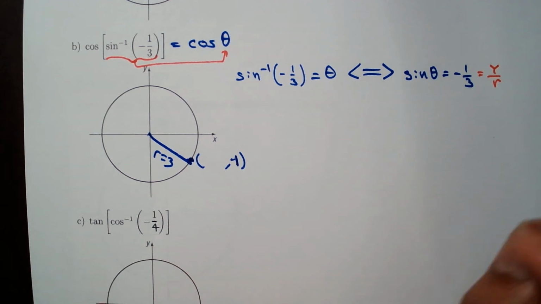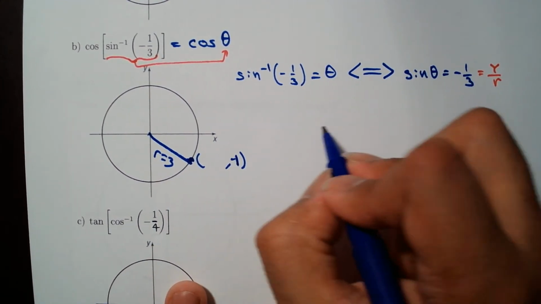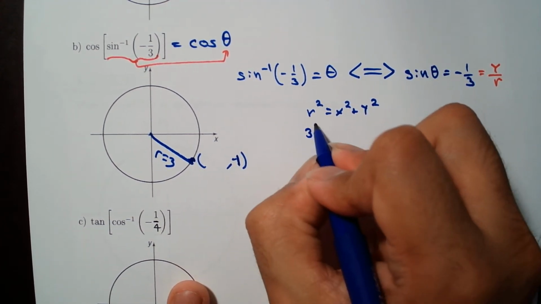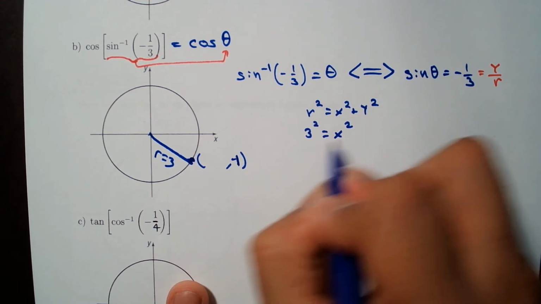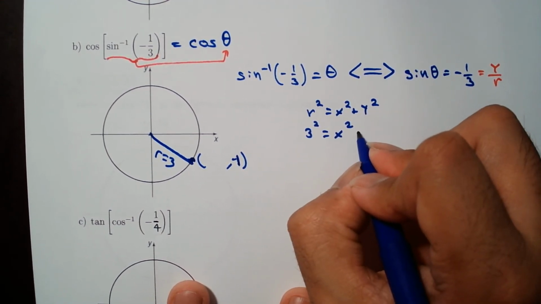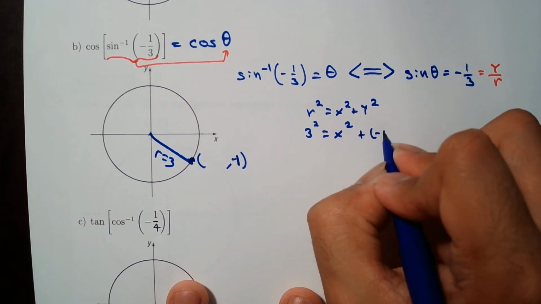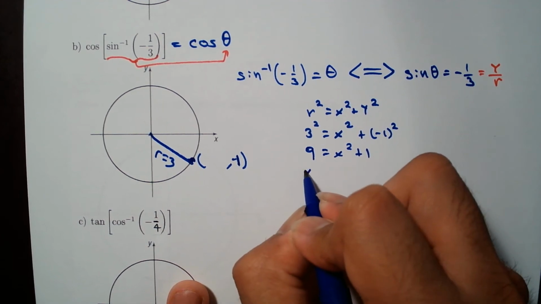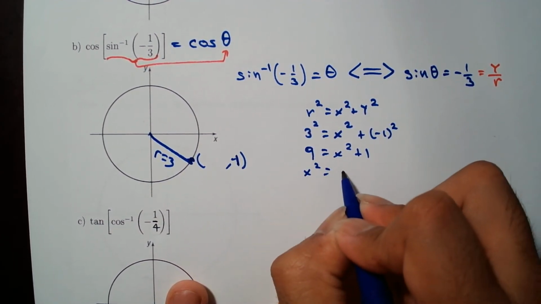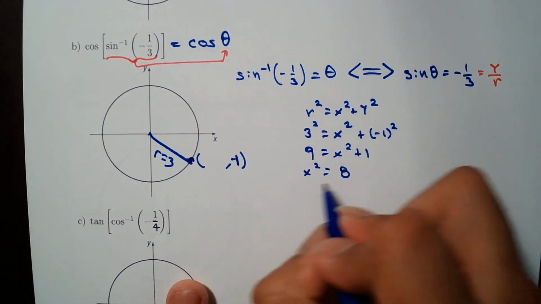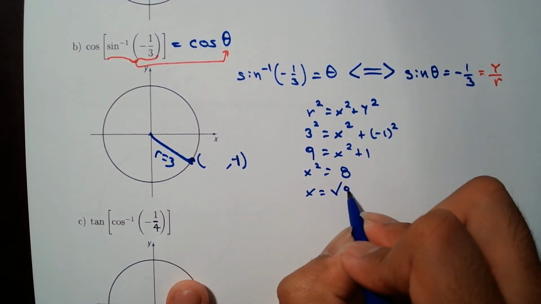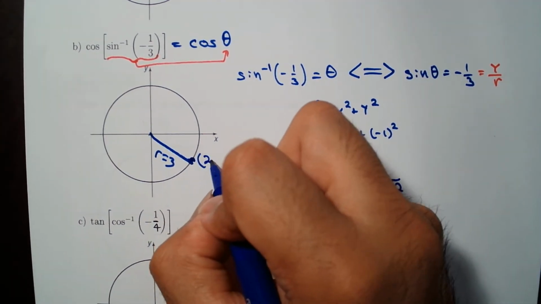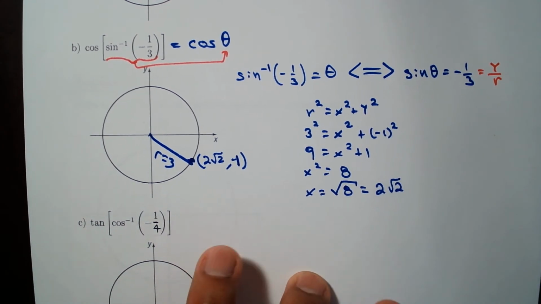Let's find out what the x value is. So r squared equals x squared plus y squared. So r squared, which is 3 squared, and x squared, which is to be found, and y squared, which is -1 quantity squared. So that's a 9. X squared plus 1, that's x squared equals 9 minus 1. That's an 8. And x equals the square root of 8, which reduces nicely to 2 root of 2. So 2 root of 2 is the x value in this case.